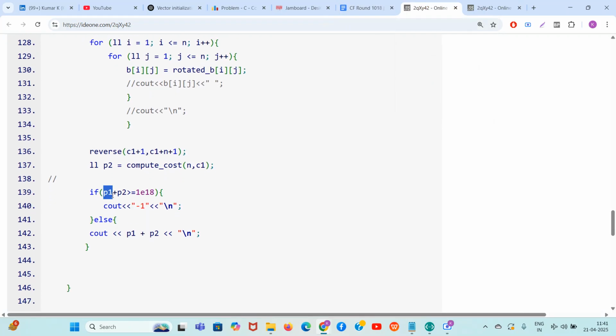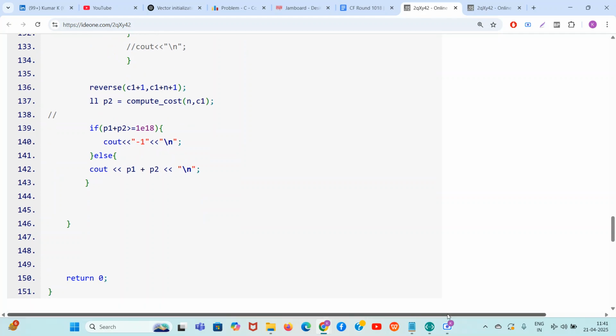If the cost is greater than 10 raised to 18, where 10 raised to 18 is our infinity, then print minus 1, else print this. So hopefully you understood it.